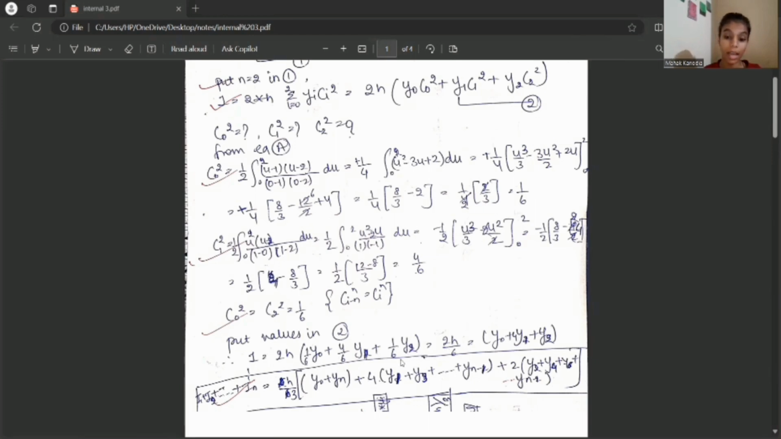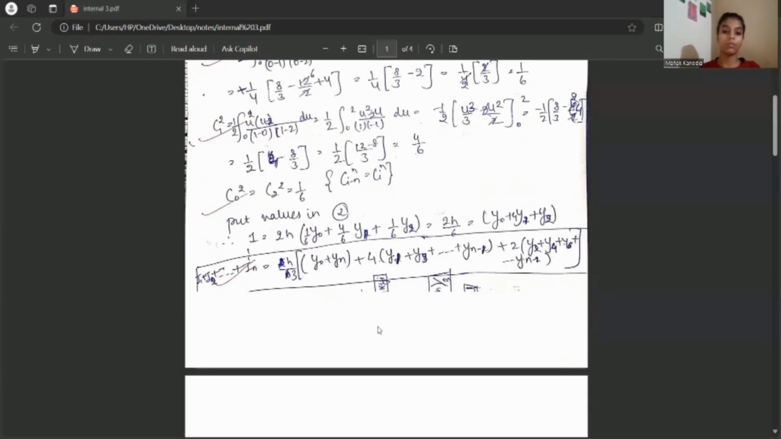For generalizing the equation for the summation of n terms, we get an equation like this: h by 3 into bracket of y0 plus yn plus 4 into bracket of y1 plus y3 plus y5 up to yn minus 1 terms plus 2 into bracket of y2 plus y4 plus y6 up to yn minus 2 terms. And this is the final formula for Simpson's 1/3 rule.